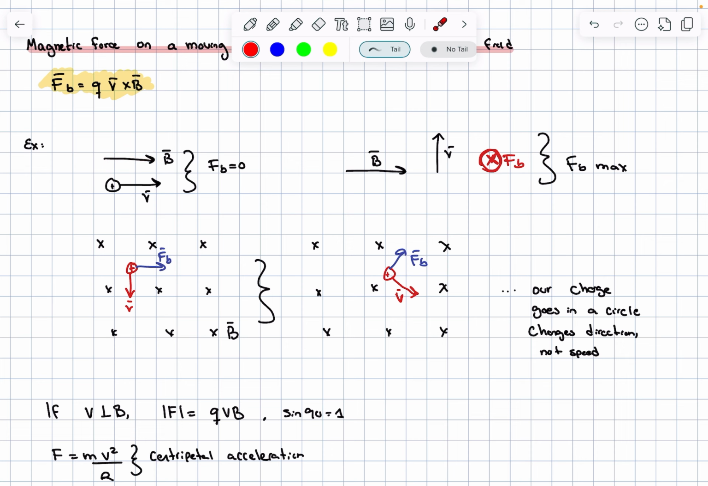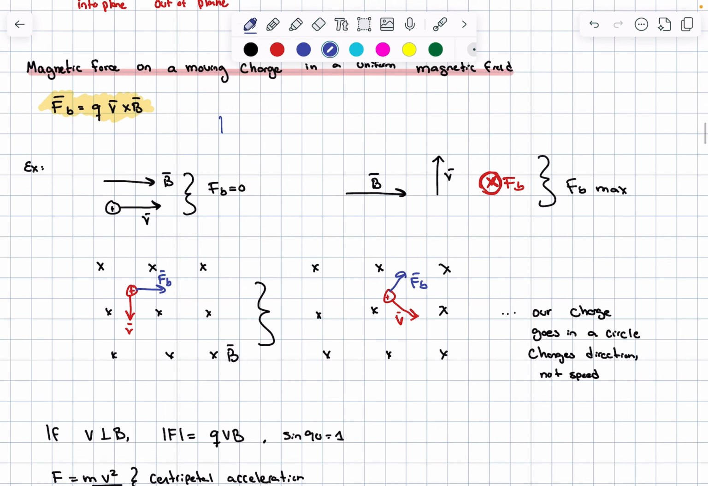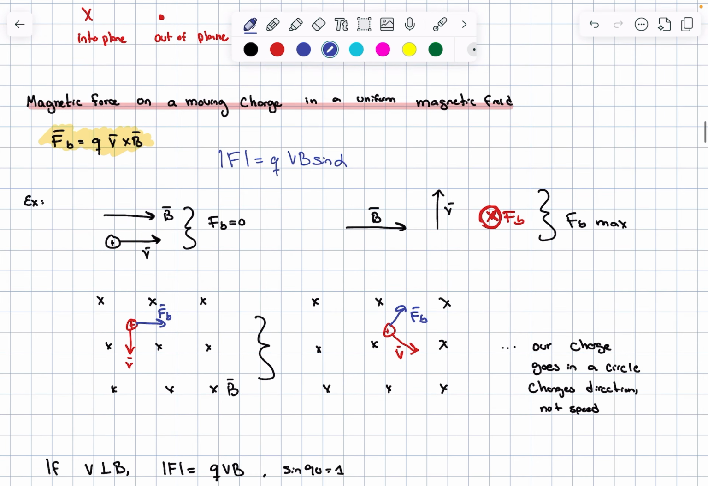Now we know that the magnitude of F is going to be equal to Q V B sine theta. So that's the magnitude, because that's just what the cross product is. Now if I have this here, well, the angle between them is 0. And we know that sine of 0 is going to be equal to 0. So that means there is no force. So whenever we have our particle moving in the same direction as our magnetic field, it experiences no force.